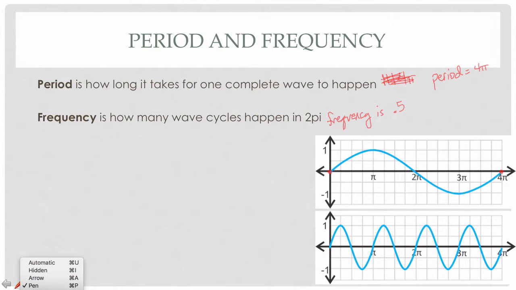Okay, let's look at the other graph. It's a little bit wavier. So let's go from the period, how long for one complete wave? It starts here, up, down, up, and there is one complete wave cycle. So the period for this graph is just pi. It takes pi, or 180 degrees, for one full wave. So we're kind of shrinking it in a little bit. Now the frequency is how many wave cycles happen in 2 pi. So from 0 to 2 pi, we get 1, 2. We get 2 wave cycles.